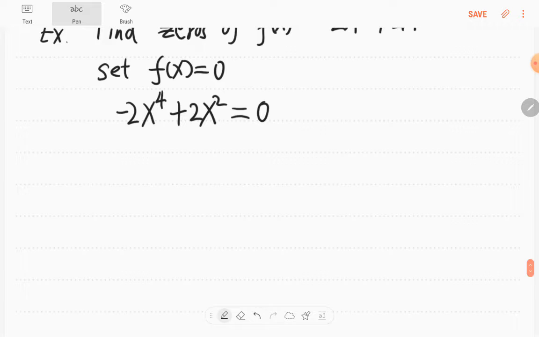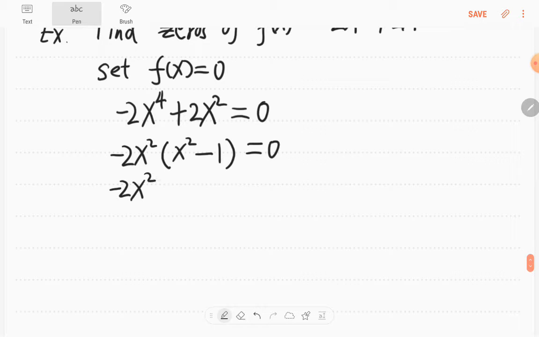So here is one thing, you cannot divide by 2x squared, because when you divide by x squared, you will automatically assume that x is not 0. However, x equals 0 is a solution, right? So you cannot do that. The only thing you can do is factorize it. So we take a common factor, negative 2x squared, out. So this becomes x squared minus 1 equals 0. So you will have x squared times x minus 1 times x plus 1. We can factorize this term, right? Equals 0.